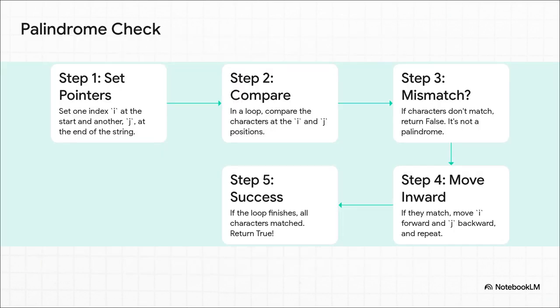So how would we actually code this up? Well, the logic is really elegant. Imagine you put one finger on the first letter of the word and another finger on the last letter. You ask, do these two letters match? If they do, you move both fingers one step closer to the middle and ask again. The moment you find a mismatch, you know it's not a palindrome. But if your fingers meet in the middle without ever finding a mismatch, you've got yourself a palindrome. It's a beautiful little algorithm that uses indexing and loops perfectly.